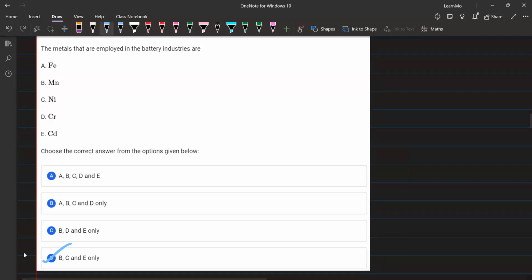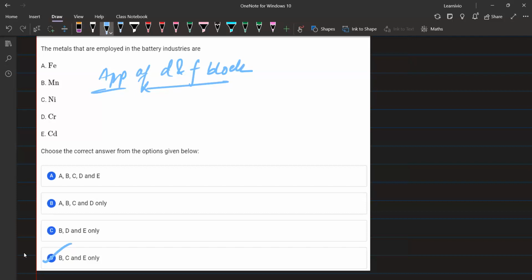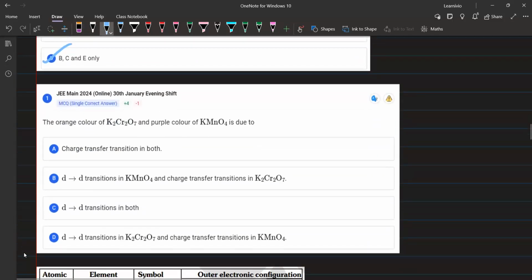So what you can see is that at least in one of the papers they are asking from the applications of d and f block elements. You need to read the NCERT, nothing else, read it line by line. By the way, this question is important.